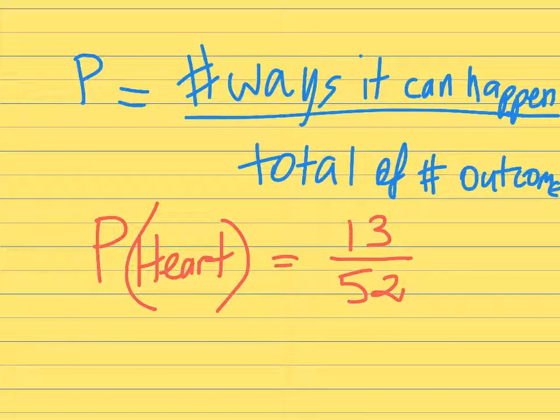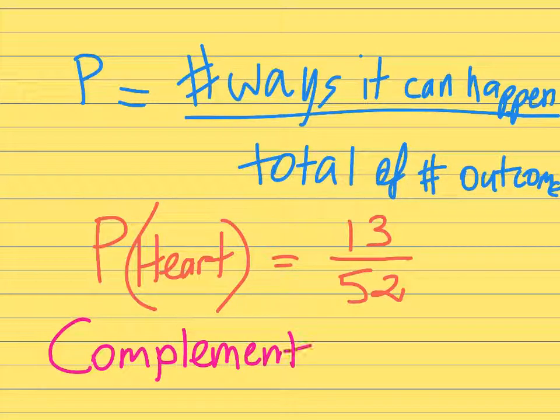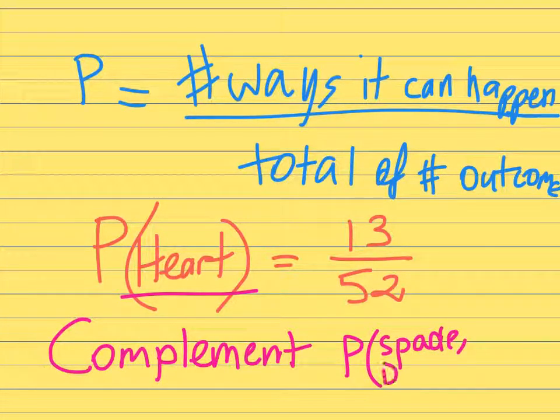But when we're talking about a complementary event, what we're actually asking is, what is everything else that is not hearts? Go back a bit so I don't confuse you. What we're actually saying here is P of anything other than hearts, or we could say spades, diamonds, and clubs. What is the probability that we will actually get this?